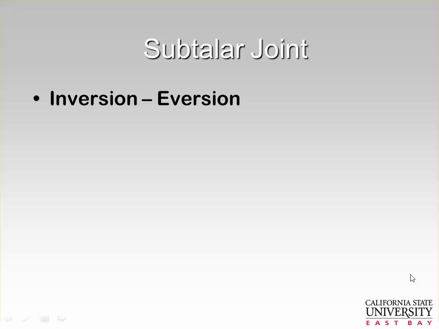At the subtalar joint, and that's the joint below your ankle joint, it's off axis. It's subtalar, so below the talus. And that allows the inversion and eversion. Inversion is when the soles of your feet are pointed towards each other or in, and eversion is when they are pointed out. Now, some people put inversion and eversion at the ankle joint, and we can discuss that more during our class time.